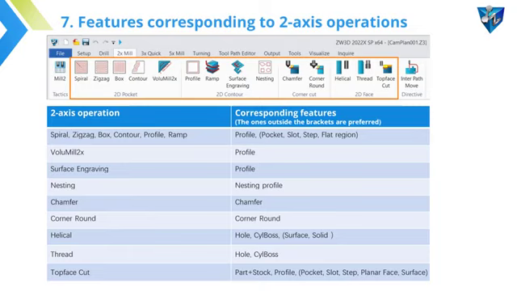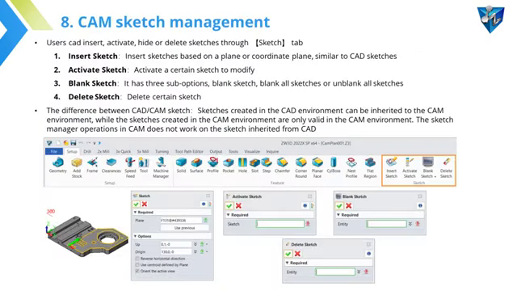Let's make a summary of the features corresponding to the 2X operations. The ones outside the brackets are recommended. You can choose the features accordingly. Here I won't introduce it one by one. Next is the last chapter of feature definition in 2X.